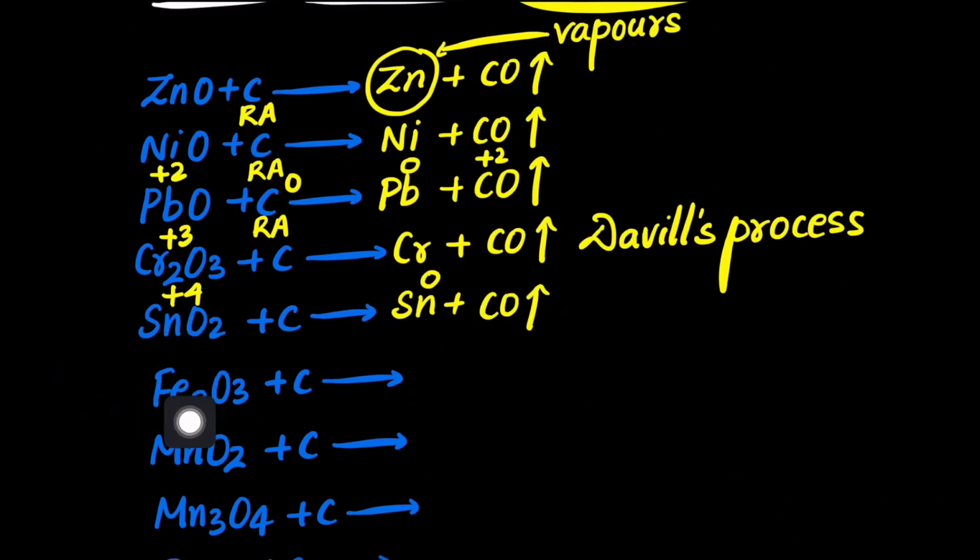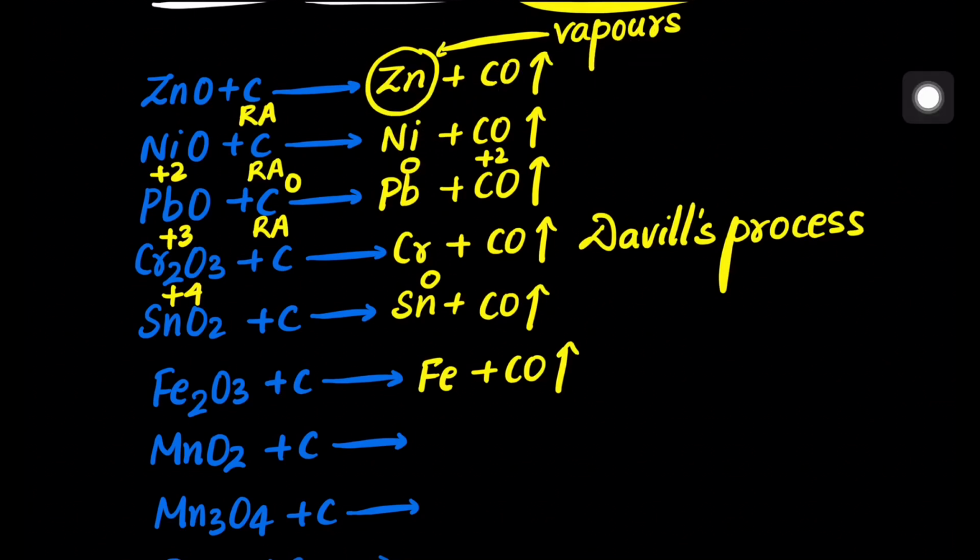Then we have Fe2O3, hematite, which is used in the iron blast furnace. It will form iron and CO. This iron will be in the molten state. Tin will also be in the molten state. Those metals which have a low boiling point, like zinc, will exist in the vapor form.